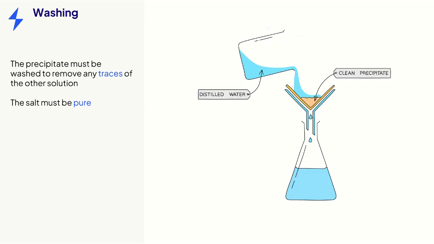The precipitate must now be washed with distilled water to remove any traces of other solutions. Remember, your salt must be pure at the end of the process, so this is an important step. Distilled water is used as it does not contain any dissolved salts or ions.